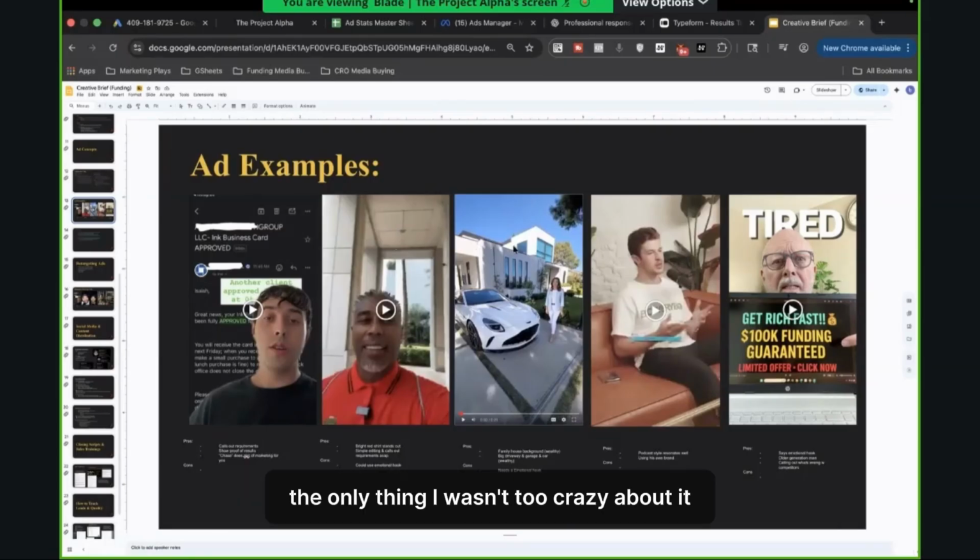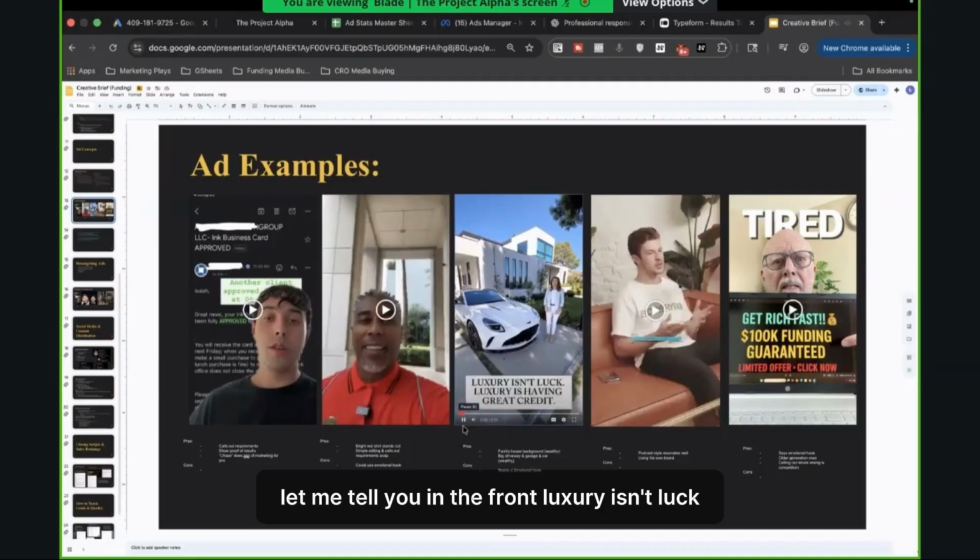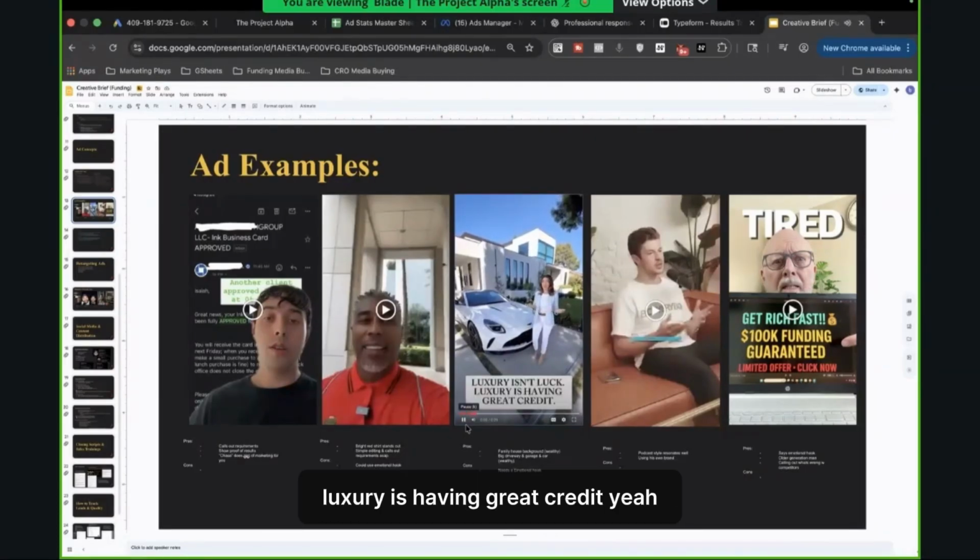Oh, the only thing I wasn't too crazy about it, me too, on the front. Luxury isn't luck. Luxury is having great credit. Yeah.